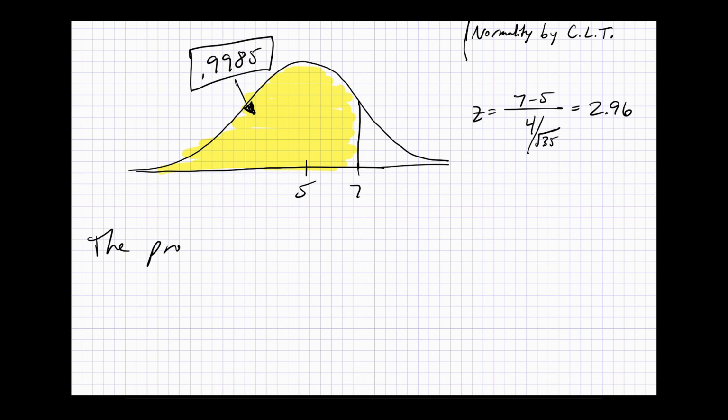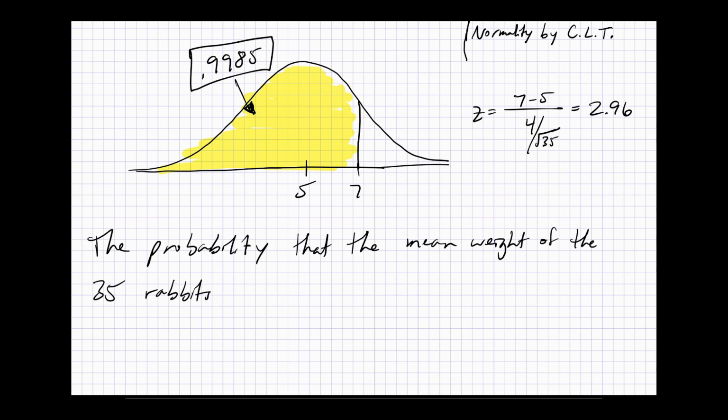The probability that the mean weight of the sample of the 35 rabbits is less than 7 pounds is 0.9985. Pretty close to 100% chance.